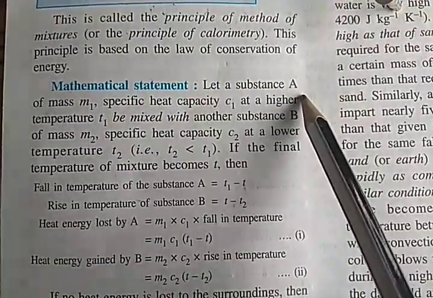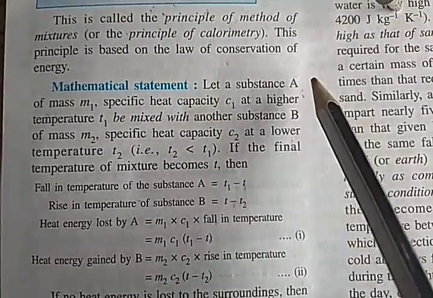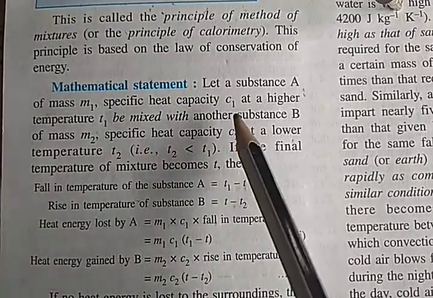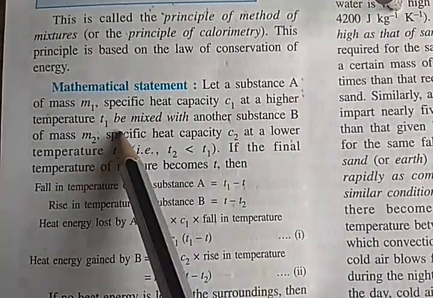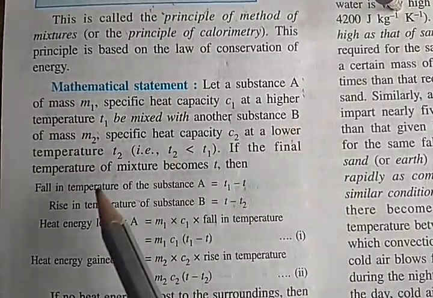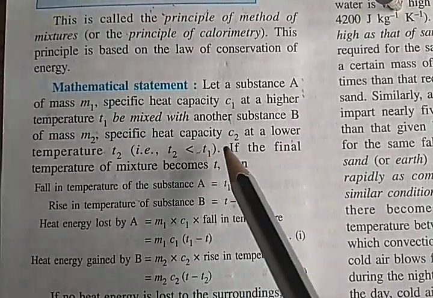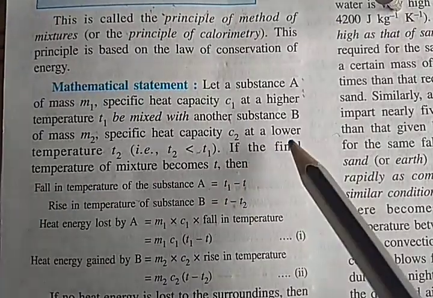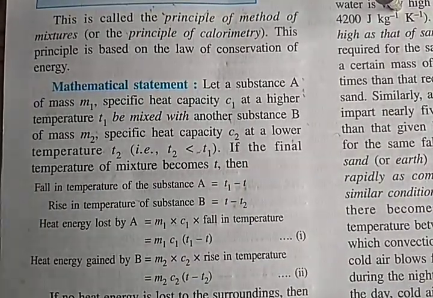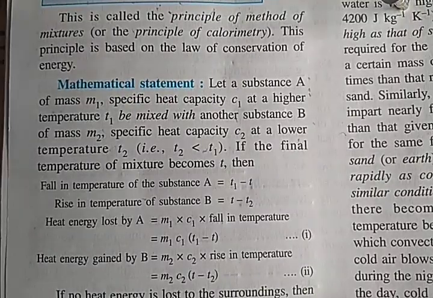If we have two substances A and B, A has mass M1, specific heat capacity C1, and is at a higher temperature T1. Now B has mass M2, a different specific heat capacity C2, and is at a lower temperature T2. So B is the colder body and A is the hotter body. Say they are liquids. Now we mix them together.